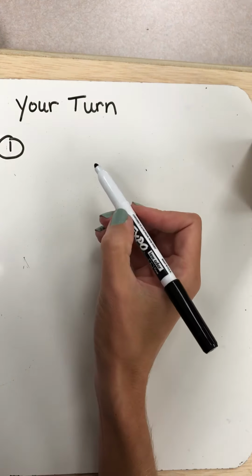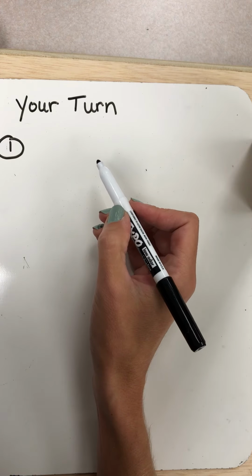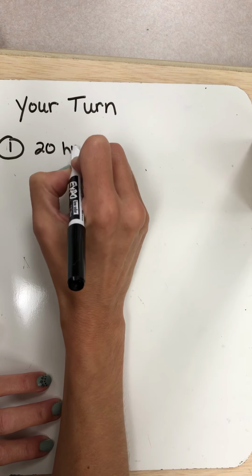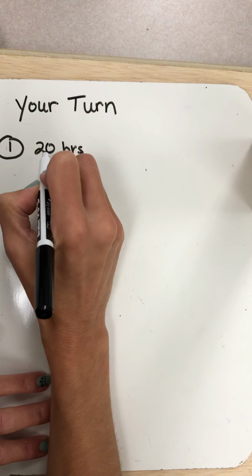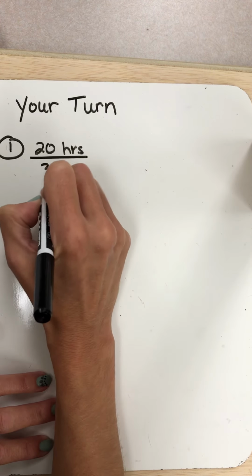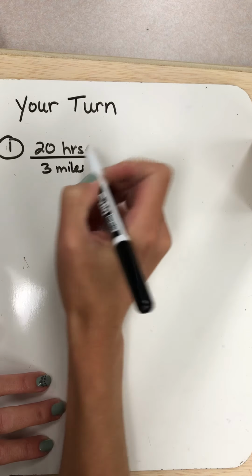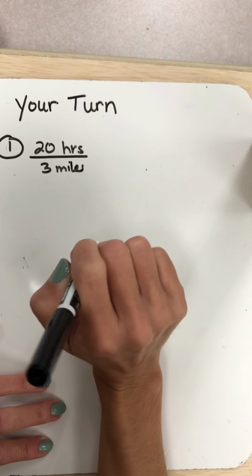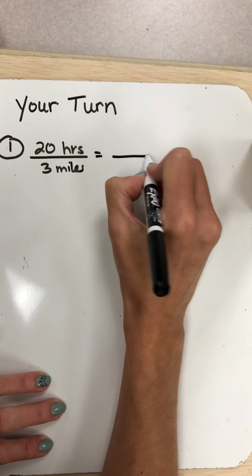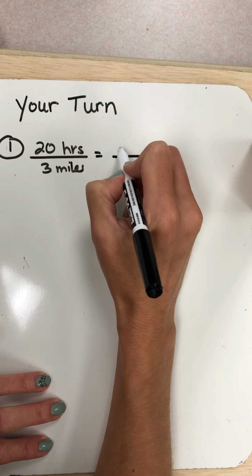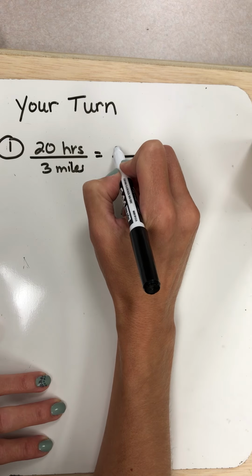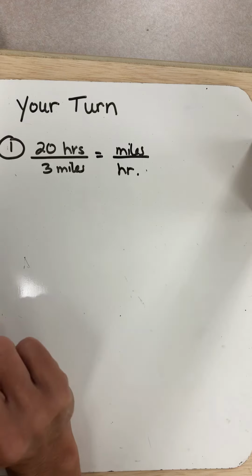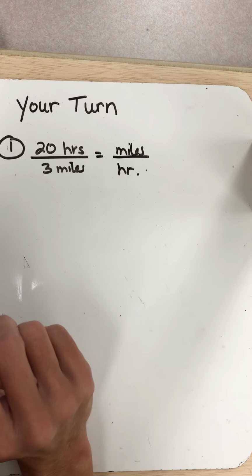Number 1: moving at its top speed, a sloth would take 20 hours to go 3 miles. Remember, we like distance over time. What is that in miles per hour? So I want miles per hour.